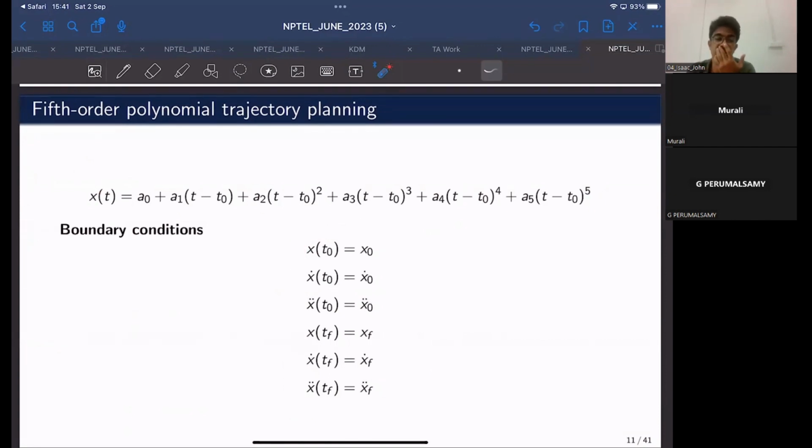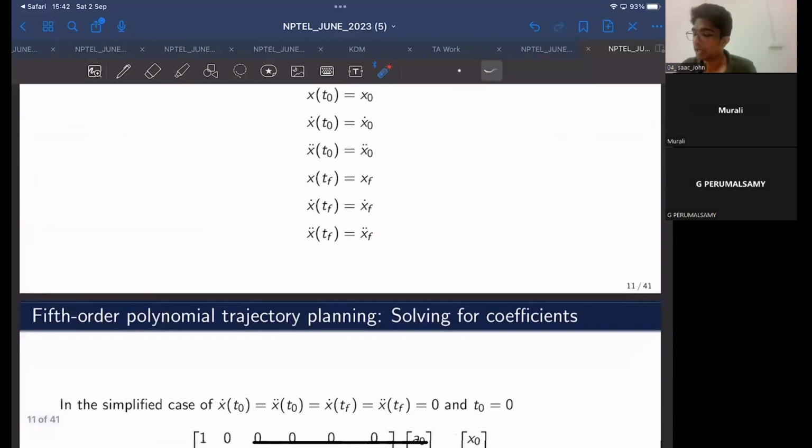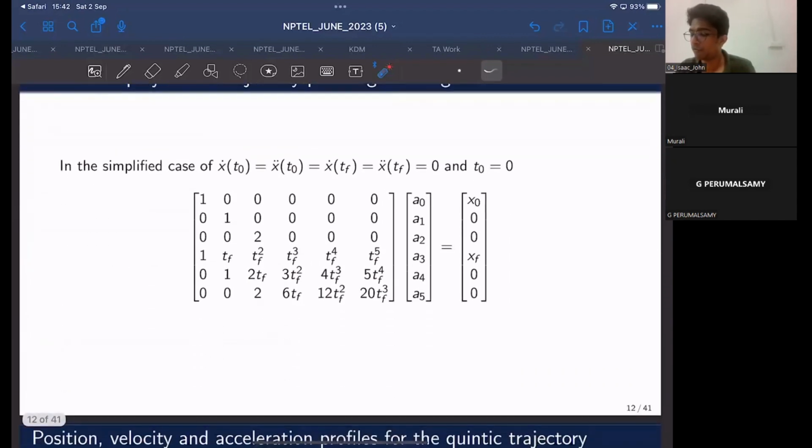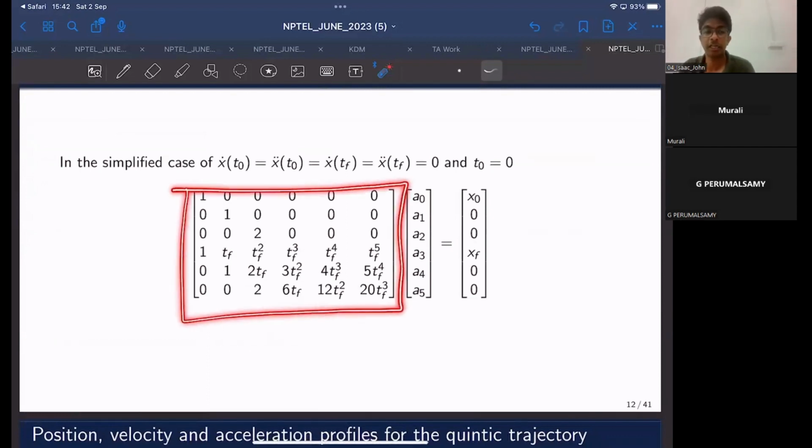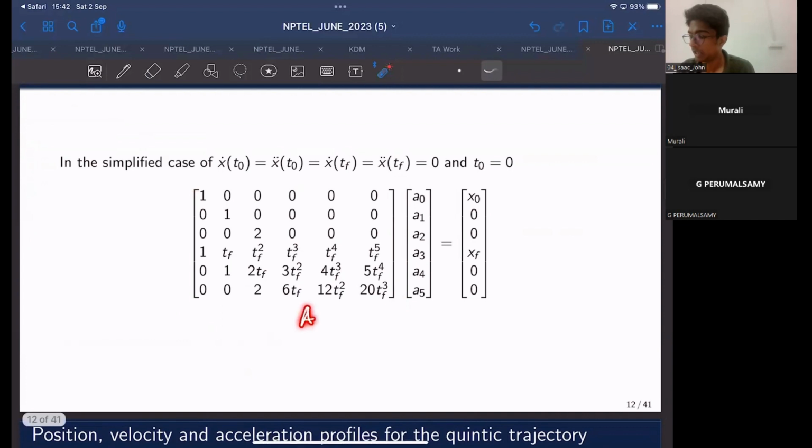Then you will end up with a system of 6 linear equations in 6 unknowns, right? The 6 unknowns are A0, A1, A2, A3, A4, and A5. And basically, you can formulate a square matrix like this. This is how your linear system would look. This is the A matrix, this is the X matrix, this is the B matrix. And this X matrix is a vector of unknowns that you would want to find out.